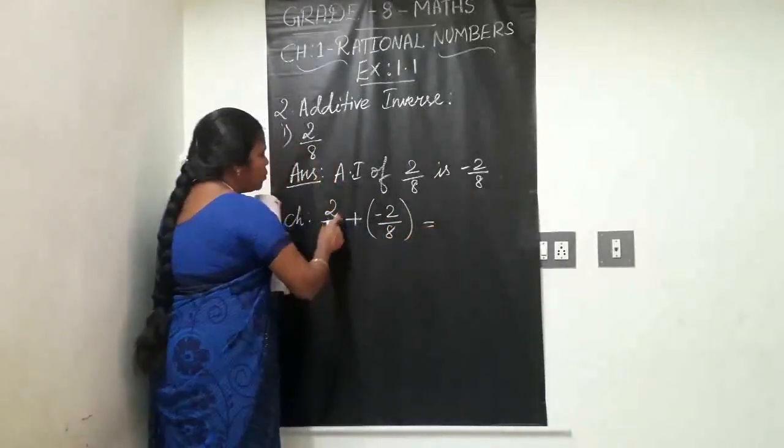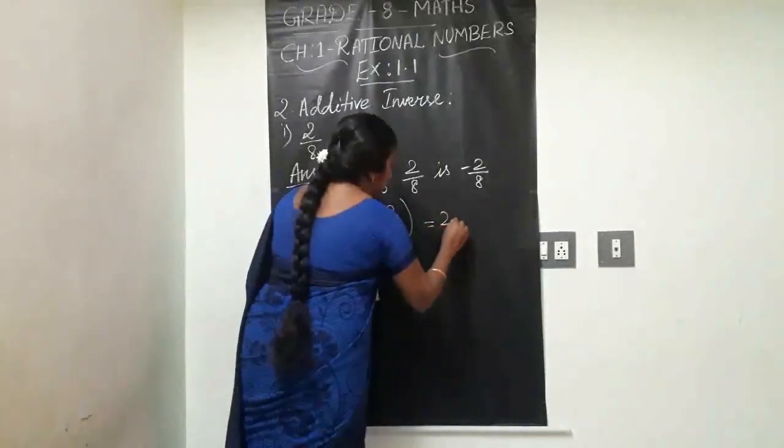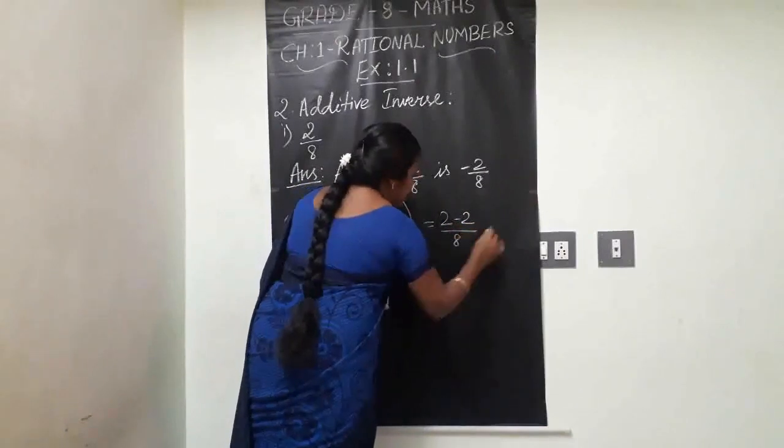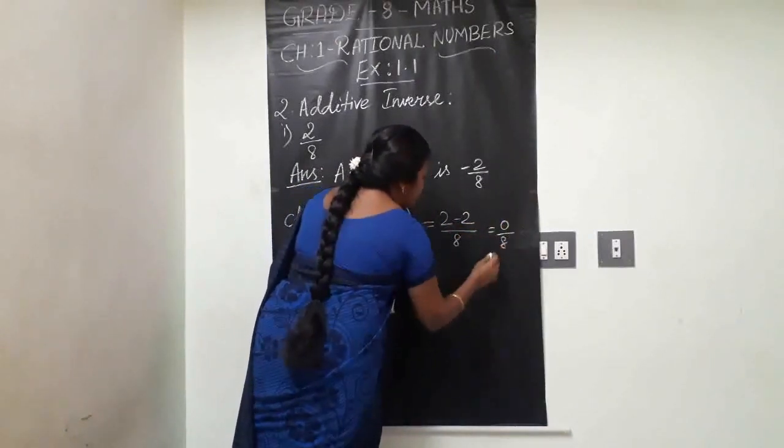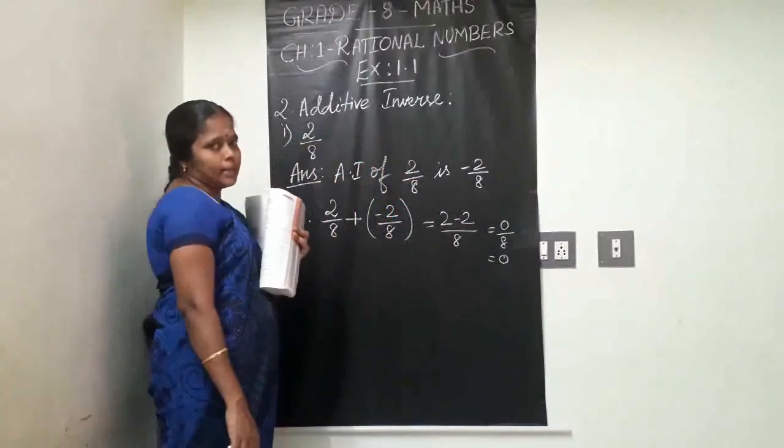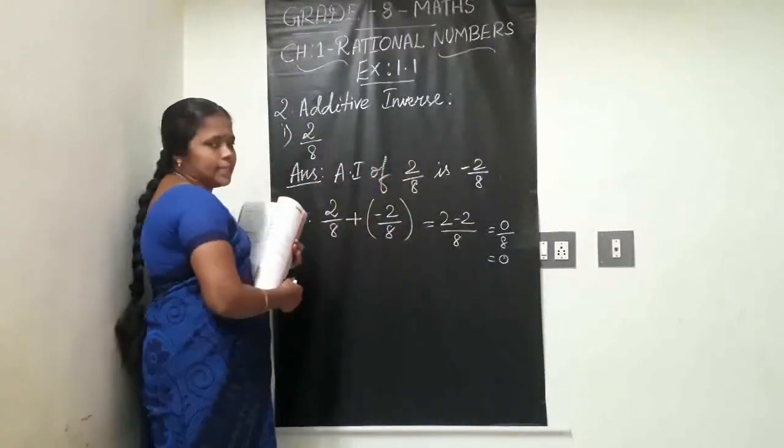Add both. 2 by 8 plus minus 2 by 8 is equal to 2 minus 2 by 8, which is equal to 0 by 8, nothing but 0. Coming correctly. So, our answer is correct.